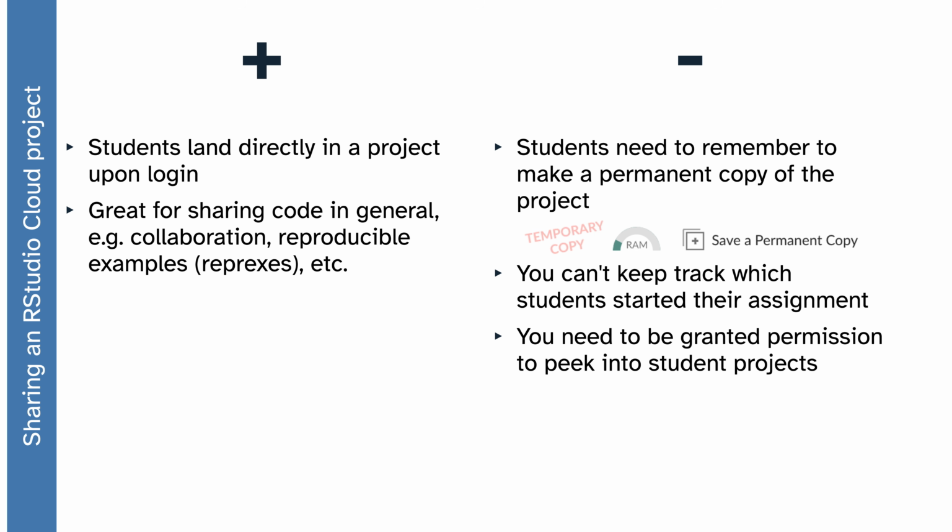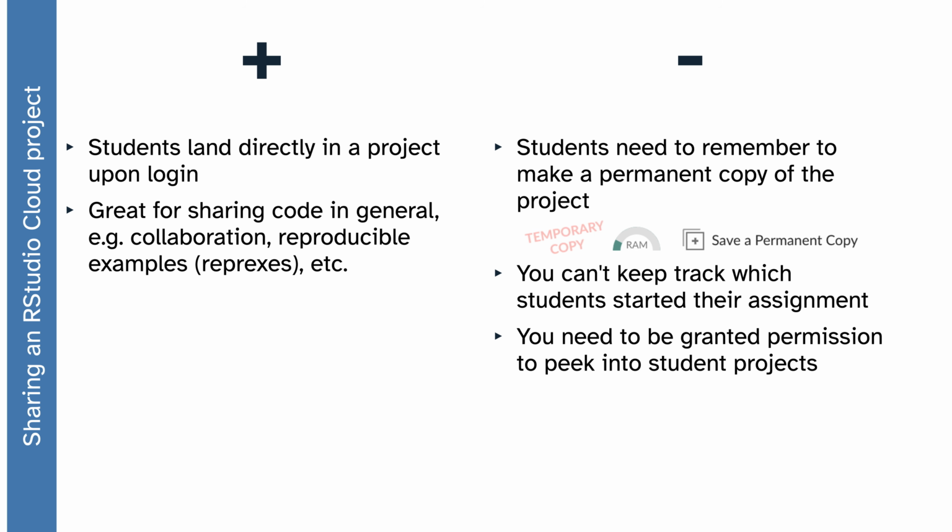On the potentially minus side, I don't know if your eye caught that, but on the top of the window on the student view, you could see in red the words temporary copy. So students need to remember to make a permanent copy of the project you share with them. And they can do that. That red text blinks, that hopefully gets their attention, and there's a little button right next to it that says save a permanent copy. But really what I mean by this bullet point is that it is on you as the instructor to remind them to do that.